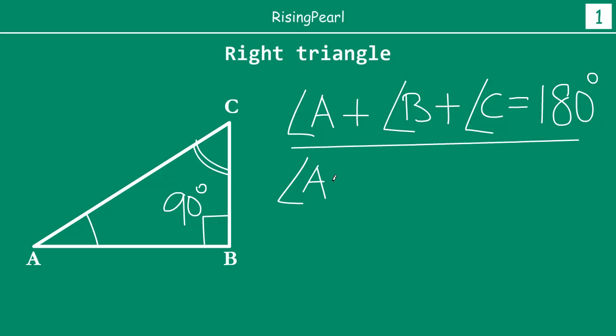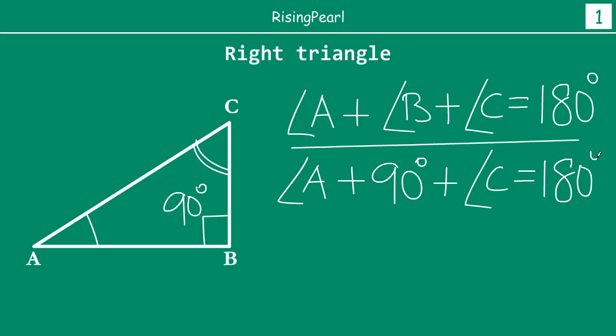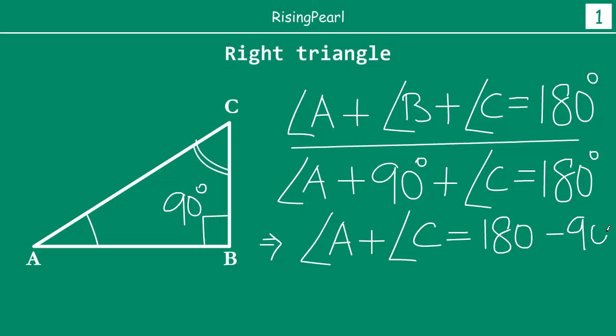Now let's write angle A plus, for angle B let's put 90 degrees because we know this is a right angle, plus angle C. So we get 180 degrees. Then from here we can say that angle A plus angle C, we are going to take the 90 degrees to the other side of the equality sign. So this will be equal to 180 minus 90 degrees, right? Which will be equal to 90 degrees. So friends, if you look at angle A plus angle C, they both put together is 90 degrees.